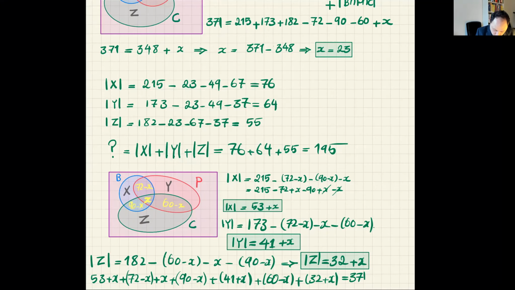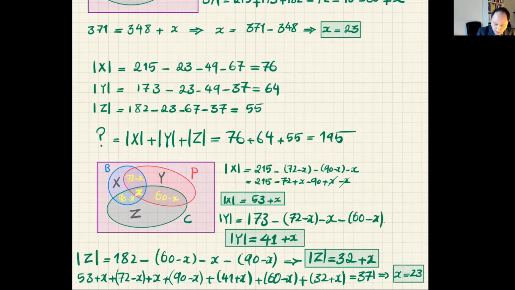The answer is 348. You see, that is consistent with the previous one. So this becomes 348 plus x is 371. Yeah, it is a mess, so let me make it clear here. So this implies that finally, let me write the answer. It's 23, and that is exactly consistent with what I have done before.